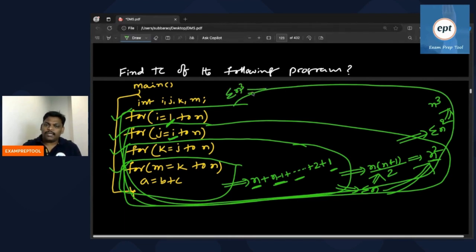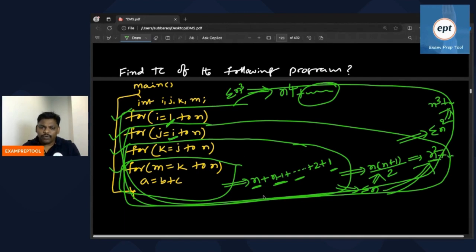Sum of n natural number cubes. If you apply the formula, n square into n plus 1 whole square by 4, it became n power 4. Remaining terms are there, n power 4 plus something, but small terms don't affect that much. Here also small terms are there, and they may not affect that much.